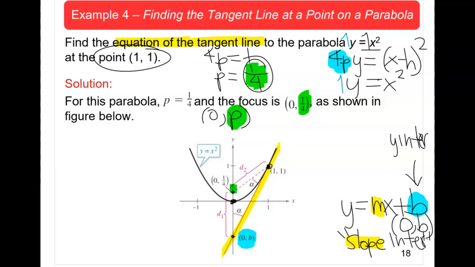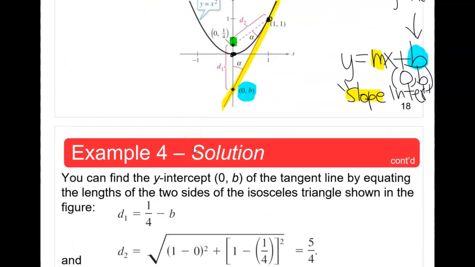So now what we're going to do is find the point in question, because to find the equation of a line, we need two things. We need a slope and we need a point. And the only way to find the slope is with 2 points. So that's going to be another formula that we use.